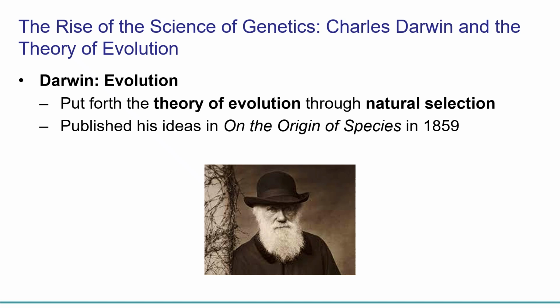Then we get to Charles Darwin. You should all be familiar with Charles Darwin. In 1859, he published his theory of evolution through natural selection and basically said, hey, organisms change over time. And his problem was that there was no mechanism. He didn't have a mechanism.